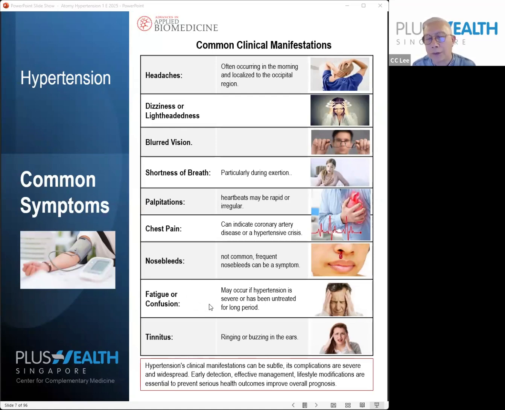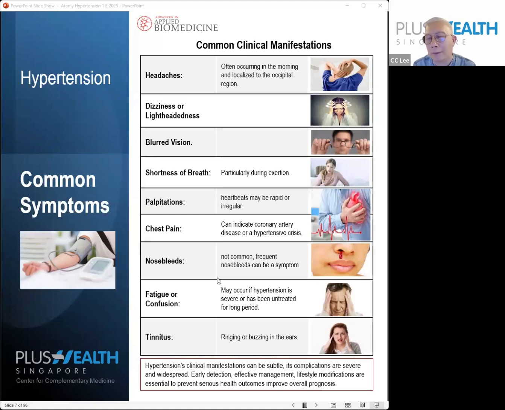Now, fatigue and confusion are there, but these symptoms are very common across a full spectrum of other problems as well. Tinnitus, this is the ringing or buzzing in the ear. This is also one of the very common clinical manifestations of hypertension. But the causes of ringing in the ear can be other causes as well. It can be infection, can be other causes. So therefore, it's hard to pinpoint that. But collectively, if you see all these symptoms, it can be a sign of suffering from hypertension. Now, these symptoms are only indicative itself.